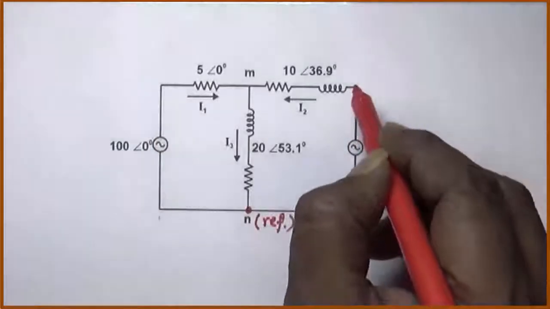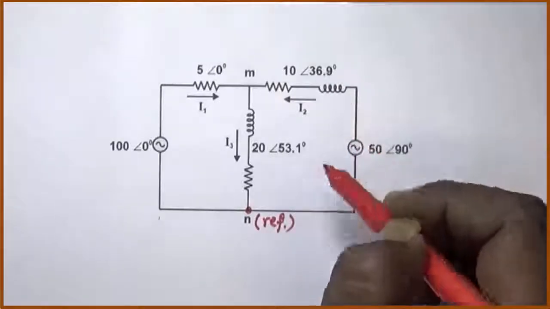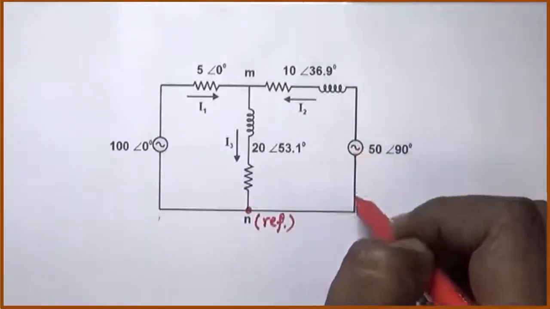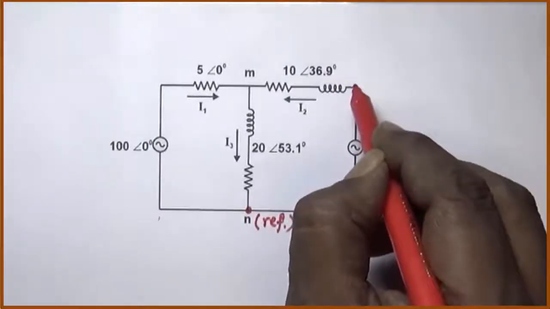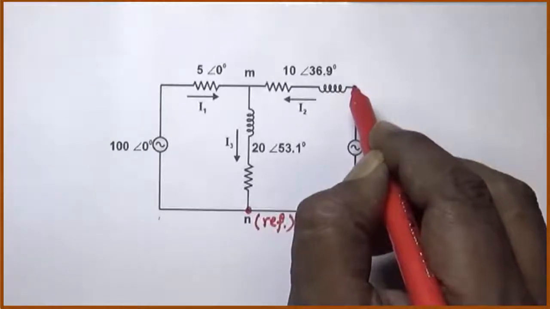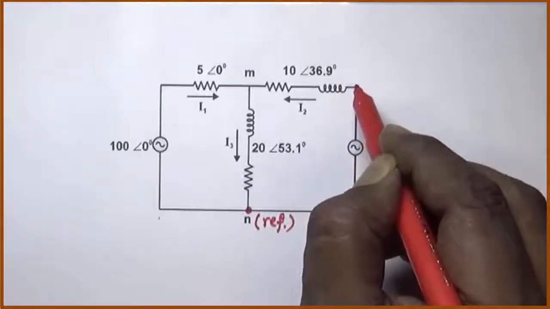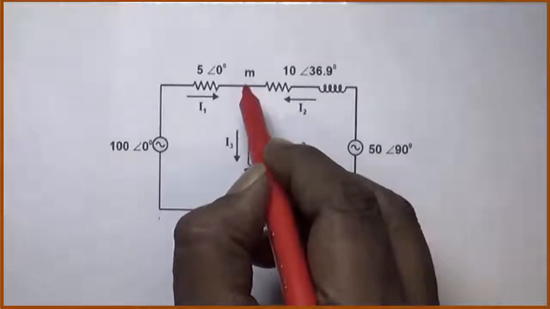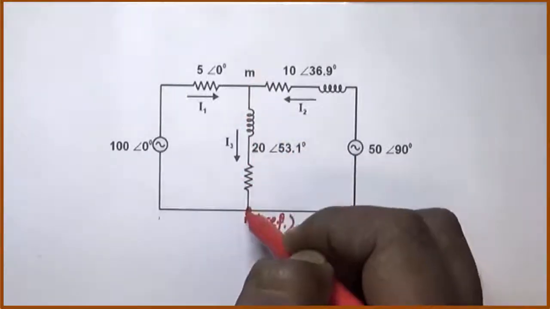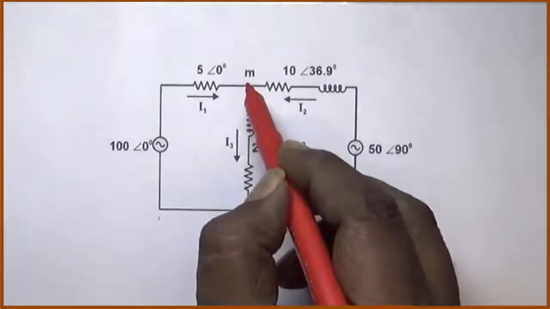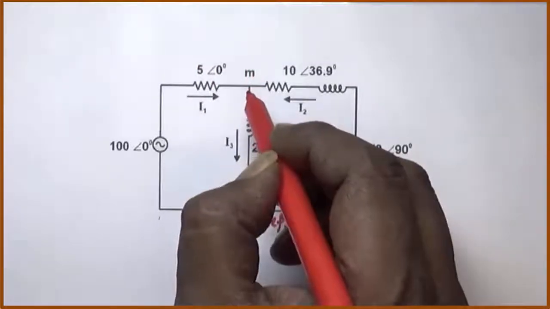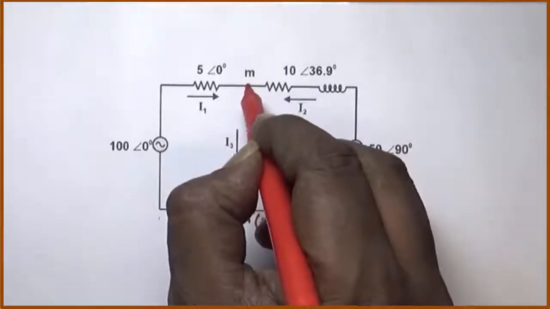Consider now this point. Between this point and reference, this voltage source 50 angle 90 is directly connected. So, voltage at this point is 50 angle 90, which is known, so we will not apply KCL at this point. At this point M, no voltage source is directly connected between M and reference, so voltage at point M is not known. Thus, we apply KCL only at this node.